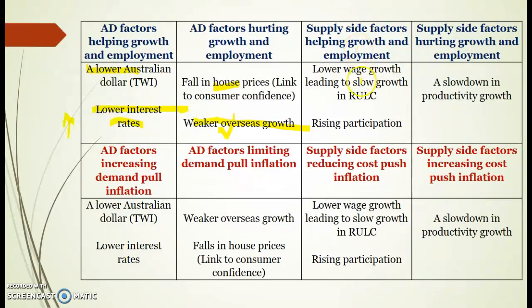Supply side benefits, so the slow growth in wages and rising productivity. You could also have lower oil prices in there as well. Negative supply side factors, the slowdown in productivity growth. In terms of things increasing demand pull inflation, you've got the lower dollar and lower interest rates. They're both boosting demand and causing higher prices. These ones are the same as these ones, leading to less demand. And again, the supply side factors are the same as the ones reducing cost push inflation.